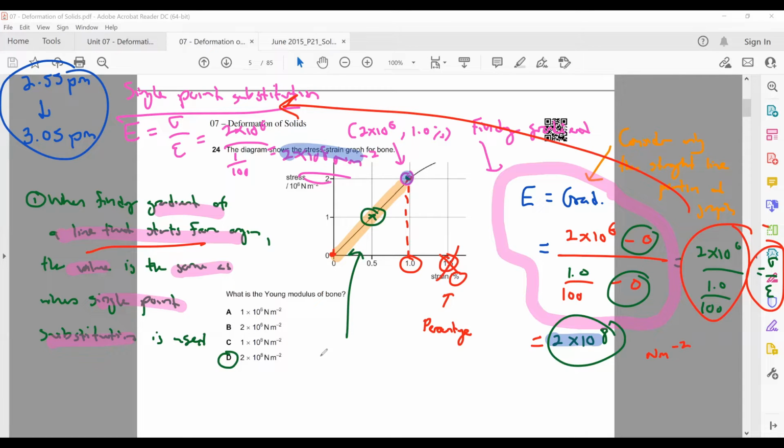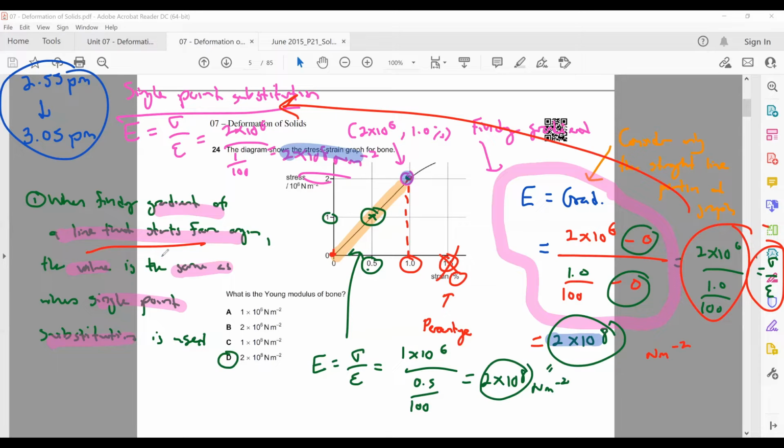Let me show you. If E is equal to stress over strain, this value of stress here is 1 times 10 power 6. This value of strain here is 0.5 divided by 100. It will be 1 times 10 power 6 divided by 0.5 divided by 100. You're going to get 2 times 10 power 8 Newton per meter square. It's going to be the same.